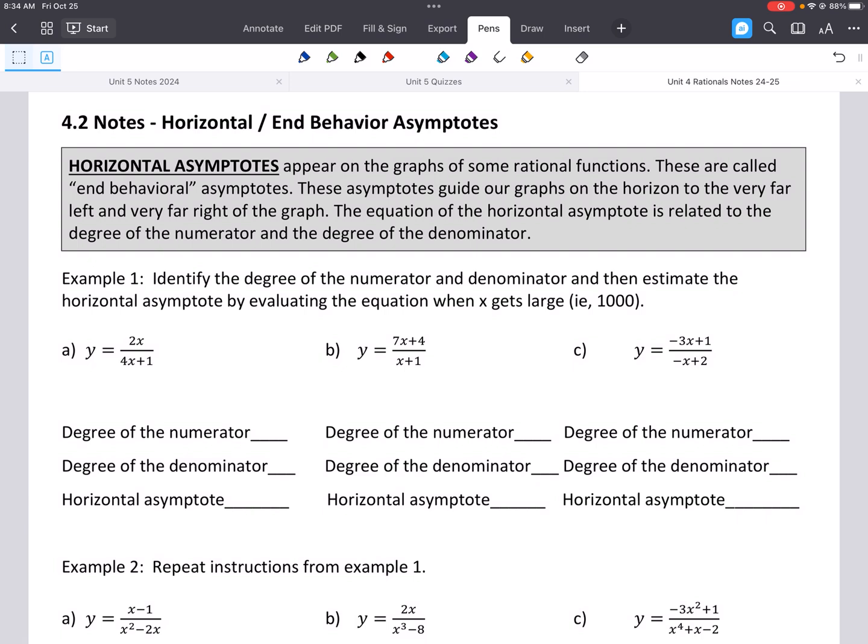But it can cross in the middle of your graph, okay? We'll talk about when that happens and why. But again, you can always cross the horizontal asymptote. It's only the vertical asymptote that you can't cross, okay? So let's get into this.